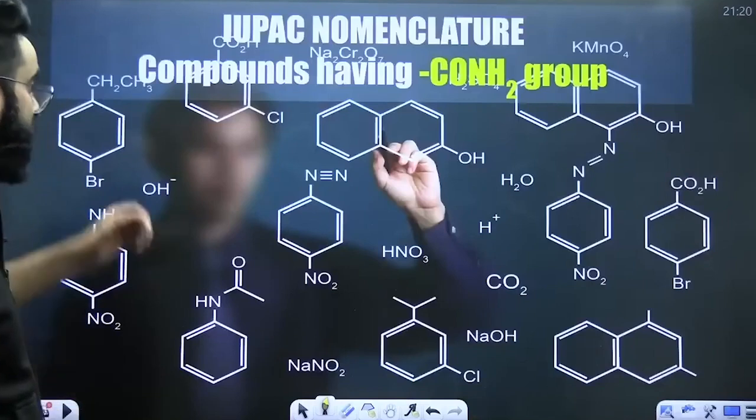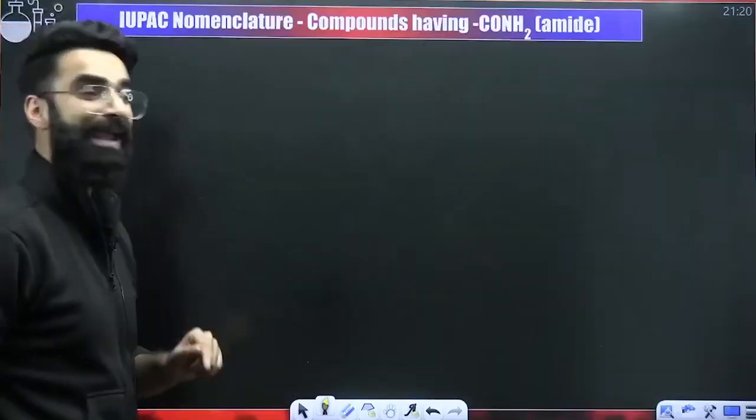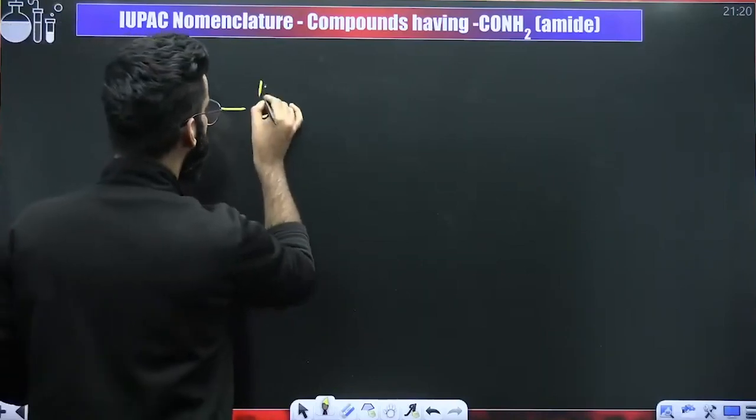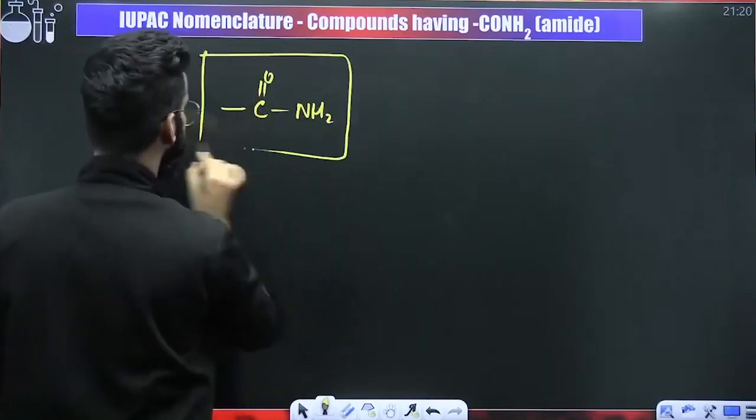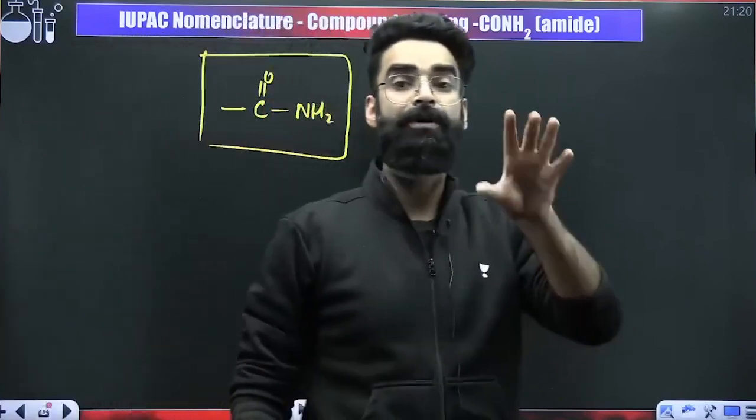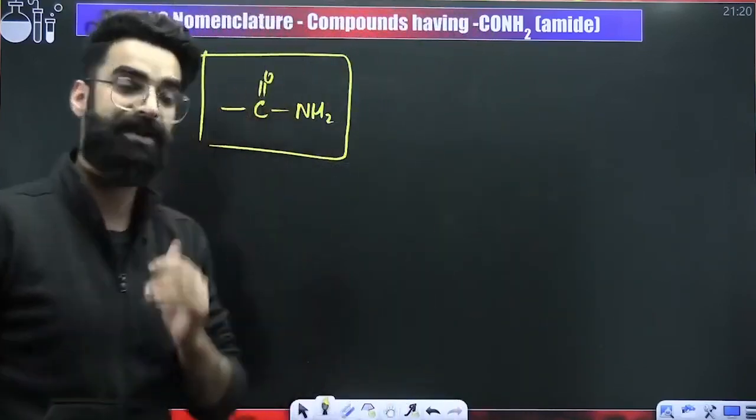Perfect, guys. Now, there is one more functional group, that is amide: C double bond O NH2. This is your amide functional group. This functional group can also be attached to a carbon chain. Now, when this is attached to the carbon chain, what all things do we have to remember?